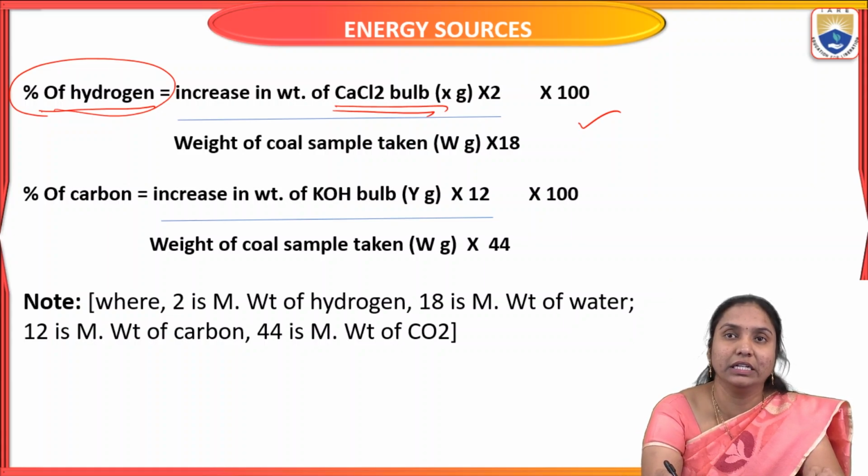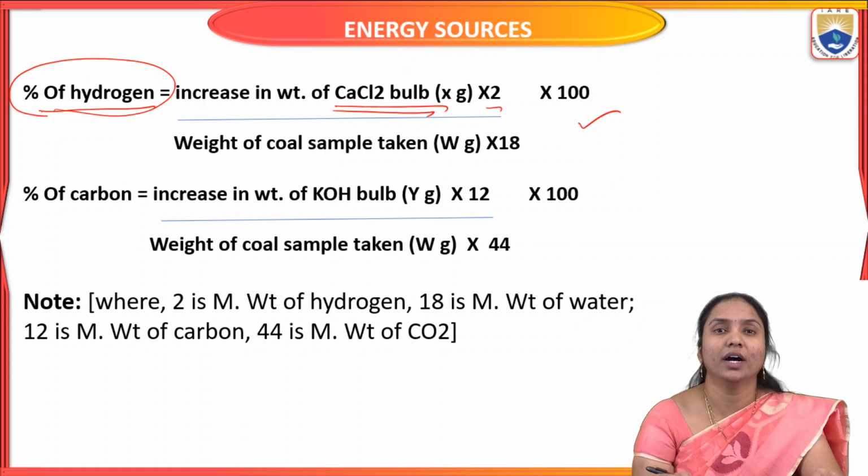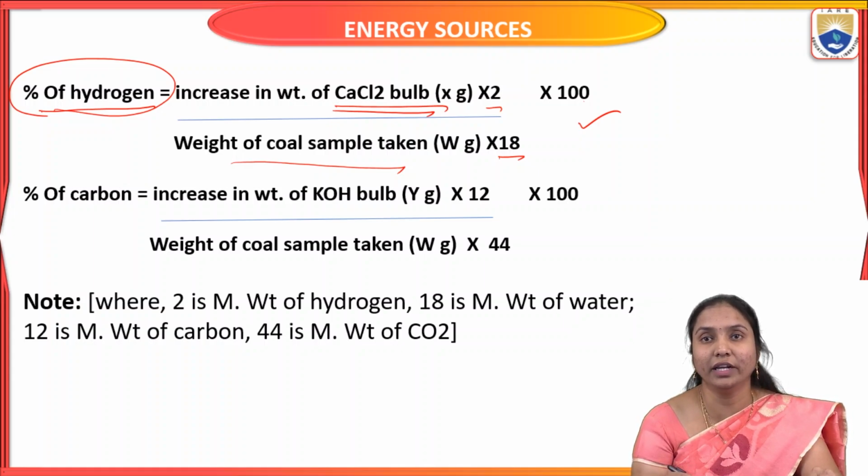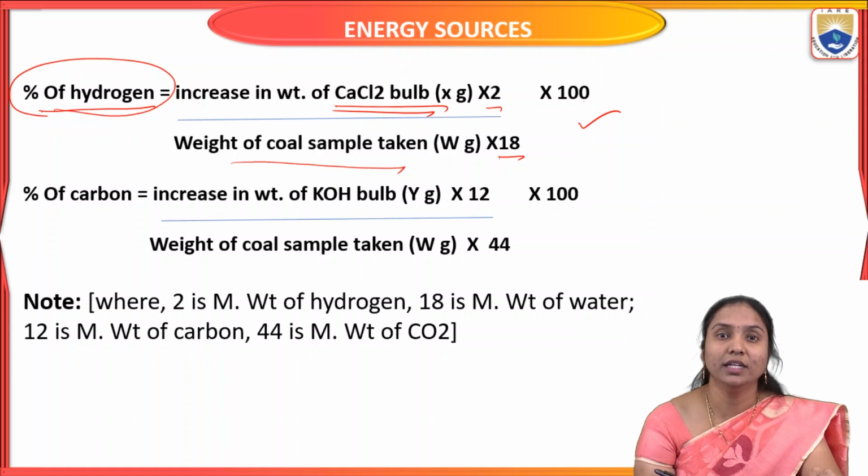We take the increase in weight of the calcium chloride bulb into 2. Here 2 is the molecular weight of hydrogen. Divided by the weight of coal sample taken, for example 1 gram if you take 1 gram. And 18 is the molecular weight of H2O, the combustion product, into 100. So the percentage of hydrogen equals the increase in weight of calcium chloride bulb into 2, by weight of coal sample taken into 18, into 100. This is the formula used for determination of hydrogen present in the coal sample.